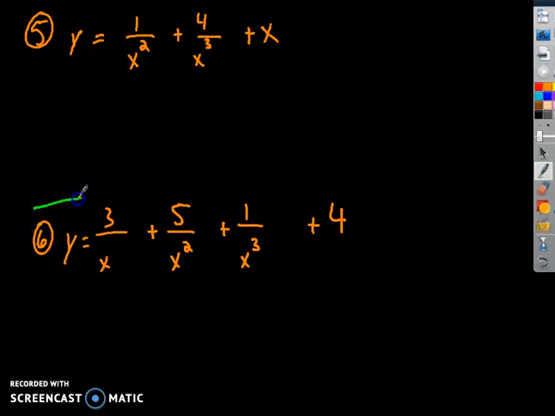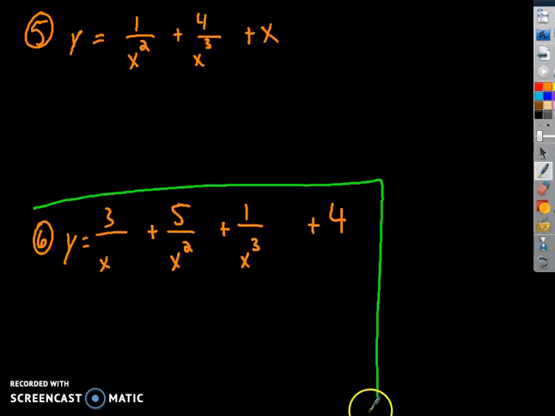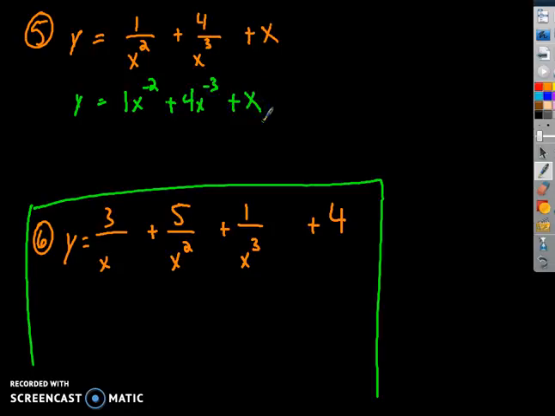All right, so looking at the first example. Personally, I would not leave it as a fraction. It's going to make problems happen. So I would rewrite every one of these fractions with negative exponents. So this really means y equals 1x to the negative 2 plus 4x to the negative 3 plus x. Whenever you have x variables on the bottom, you just bring them up to the top with whatever was on top as a product with a negative exponent.